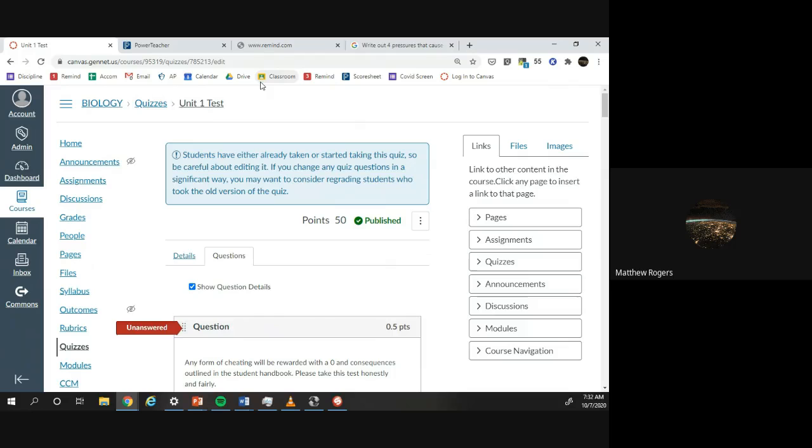So please make sure you're taking things fairly and honestly. It is part of your student code, part of the syllabus, and we'll go forward. And hopefully we do better next time.